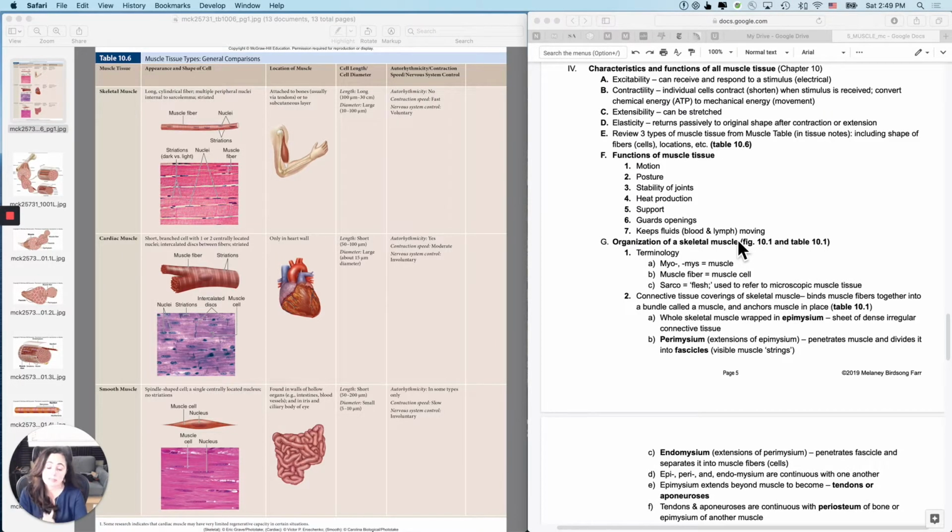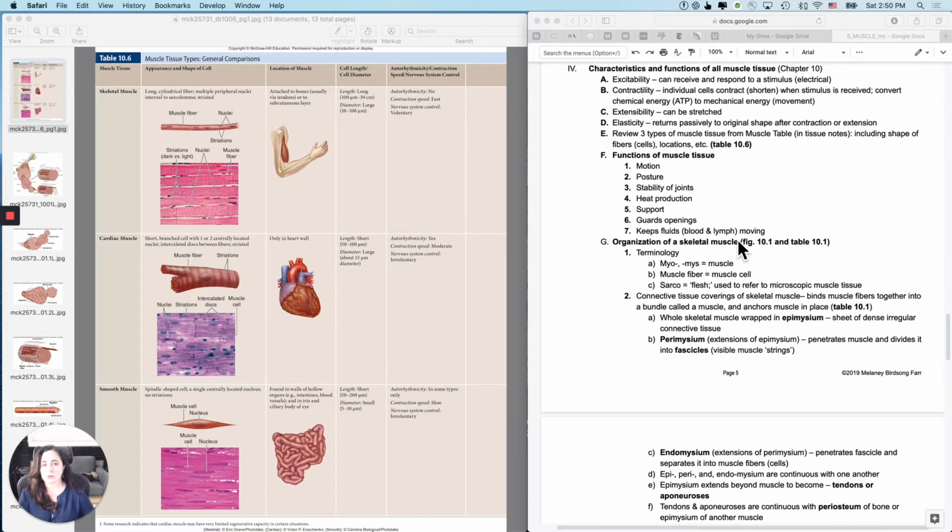Okay, muscles again, but we're switching gears. This material about muscles does not correlate with your lab. It is in preparation for physiology. So this is more microscopic muscle structures. And you absolutely have to have a solid foundation of this stuff in order to do well in physiology, because we kind of start by assuming that you understand all of this.